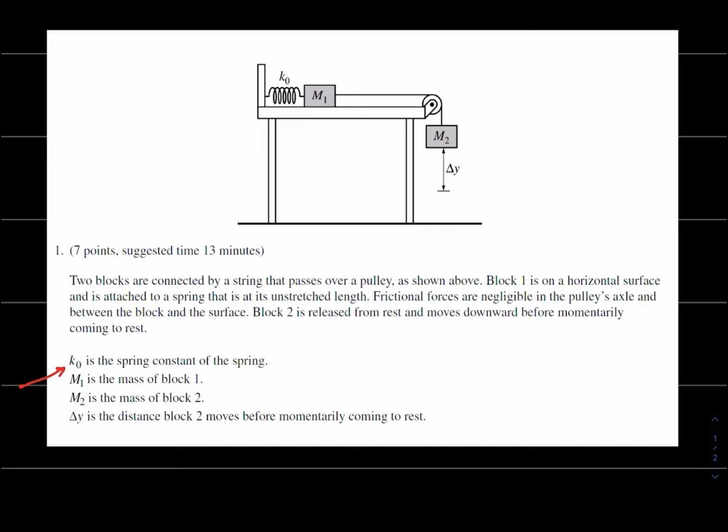The spring constant, the masses of the two blocks, and the height change of block number 2 before it comes to rest. They said there's no friction along the horizontal surface. They said that the spring was unstretched. It was not compressed and not extended. And you knew all of that because you read it carefully or you read it aloud. Block 2 is released from rest and it moves downward before momentarily coming to rest.